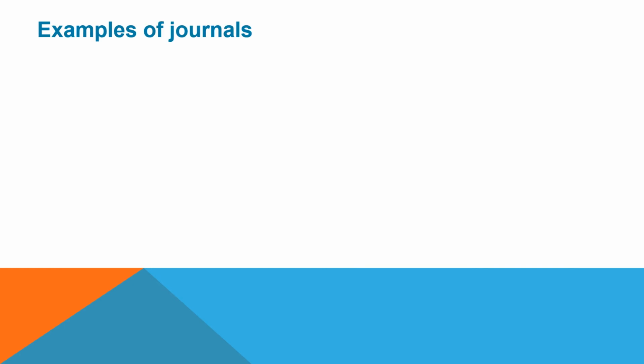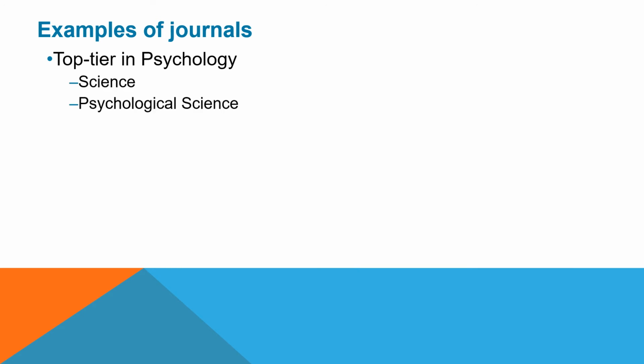I wanted to go through very briefly different types of journals just to orient you a little bit to what that is like. So for example, our top tier journals in psychology are Science, which is the top tier journal for every area of science, including psychology, and Psychological Science is the top journal in psychology.